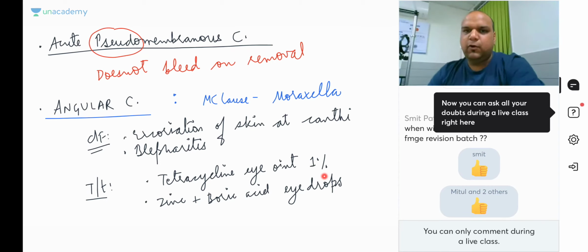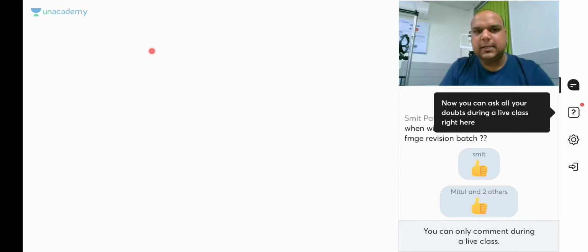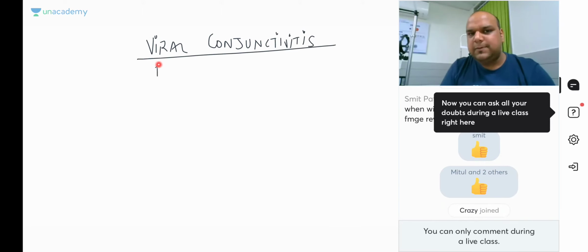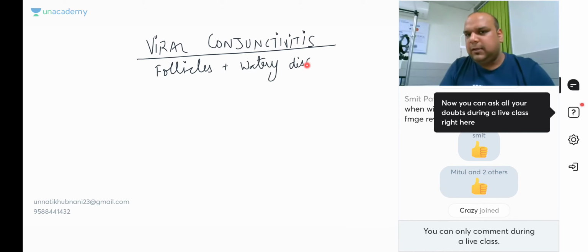So that's all about my first type of conjunctivitis, bacterial conjunctivitis. Now we move on to our second type of conjunctivitis, viral conjunctivitis. I hope you remember that viral conjunctivitis was presenting with follicles, and it had which kind of discharge, everybody? Watery discharge.